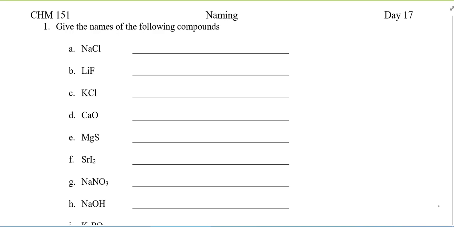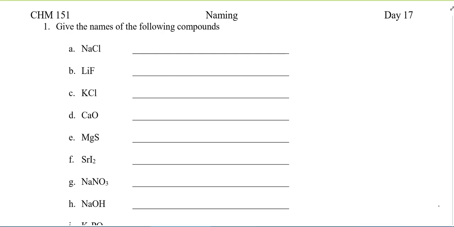We're doing naming examples today. So this video is just going to be naming examples of all the different types of compounds. So let's dive in. Number 1. Give the names of the following compounds. First thing we need to do is look at what type of compound it is.